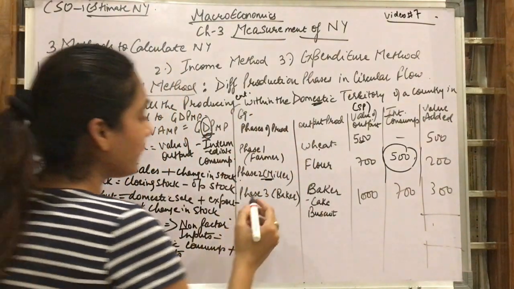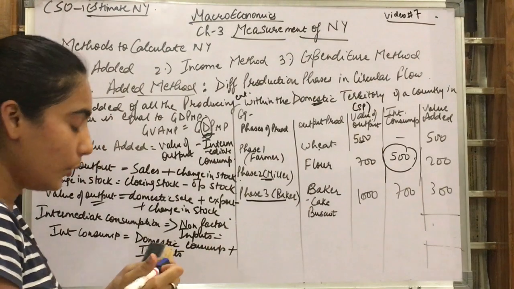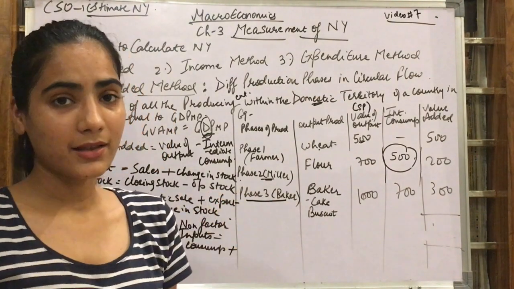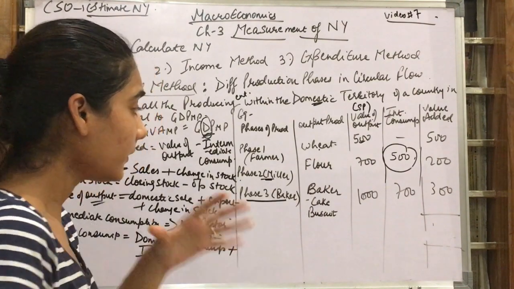Now we are going to talk about phase 3, which is the baker. Now a baker has to make cake, he has to bake biscuits, he has to bake cookies.